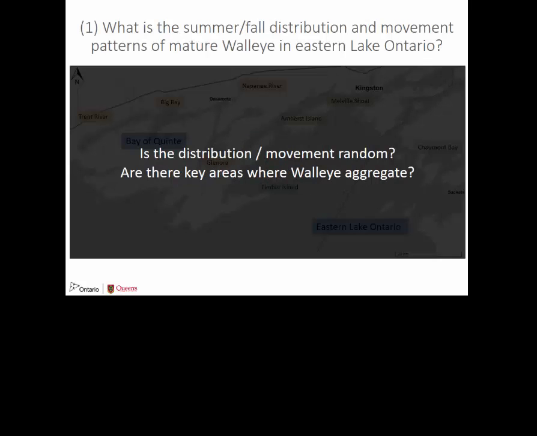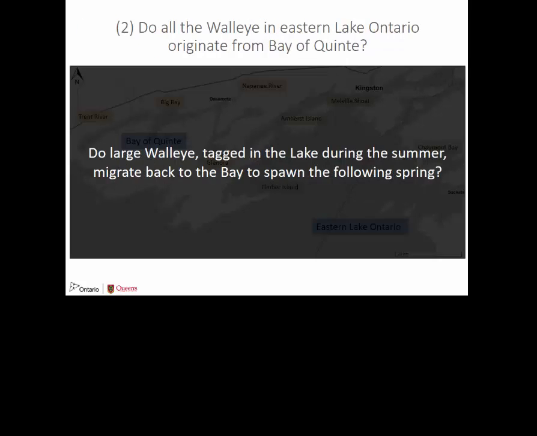So for this presentation, I've essentially framed two primary drivers or questions, but not to say that this is where we're limiting our research at this time. The first question here is, what is the summer and fall distribution and movement patterns of mature walleye in Eastern Lake Ontario? Essentially, is this distribution random, or are there key areas where walleye aggregate?